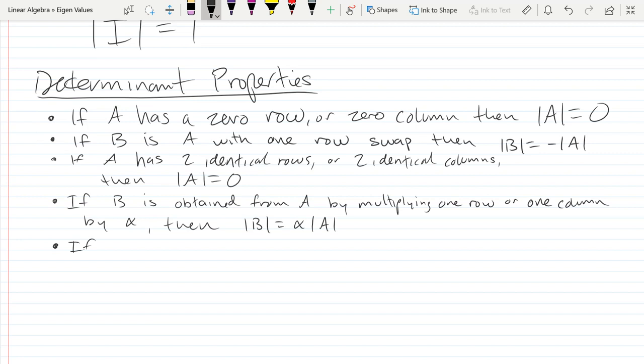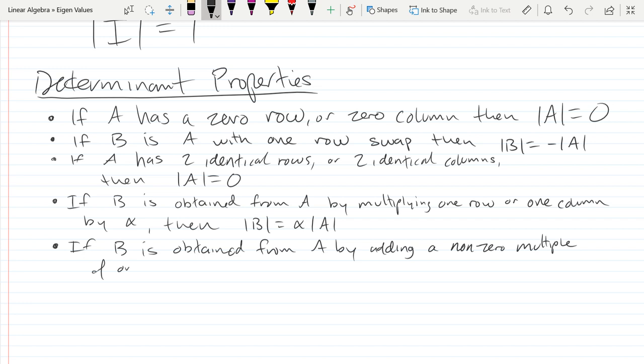And last up, if B is obtained from A by adding a non-zero multiple of one row to another, then the determinant does not change.